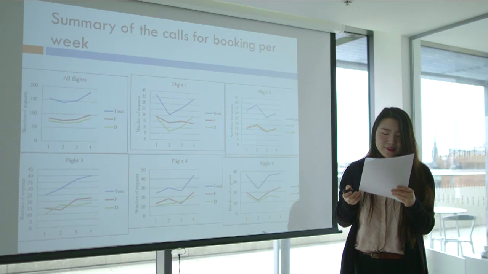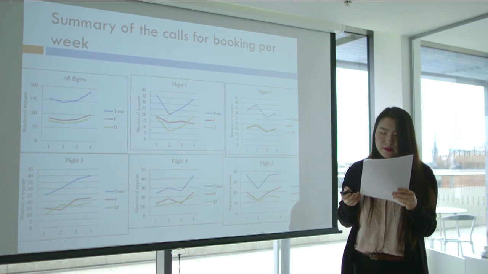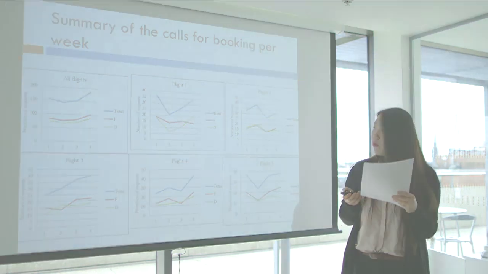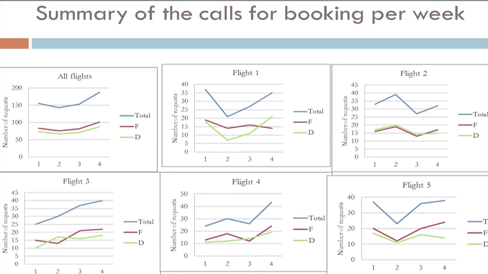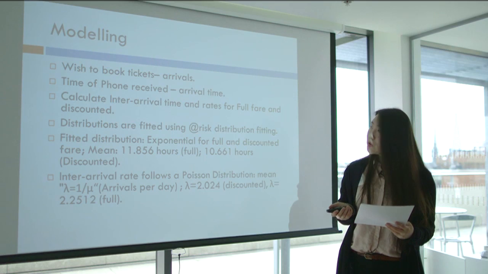Now, with all this settled, we can look at a summary of the calls for booking. This page shows a summary of the calls received to book each ticket type for each flight and per week. The figures are randomly generated using the Excel random number generation function with the booking information given. Clearly, the full fare demand exceeds the discounted fare demand, as observed from the first graph on the left. The demand does not vary significantly across all flights. With the information on arrival times available, we can fit the process to a known distribution.